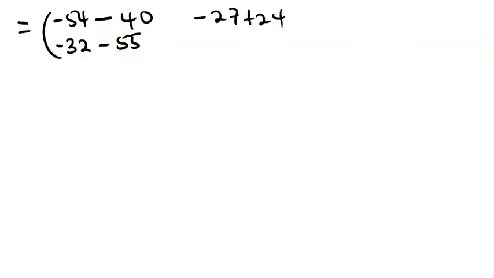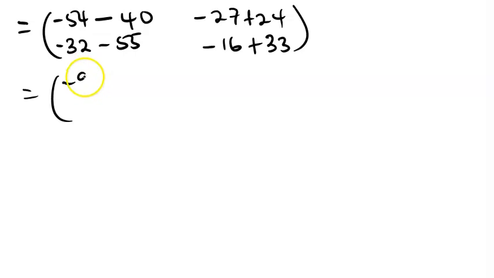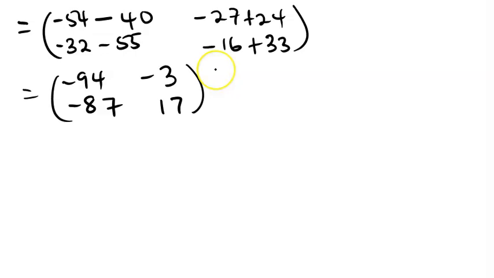Then we come to second row, second column. So 16 times minus 1, that is minus 16. Then 11 times 3 is 33. So when we simplify, minus 54 minus 40, we have minus 94. Minus 27 plus 24, we have minus 3. Minus 32 minus 55, minus 87. And then minus 16 plus 33, that will be positive 17. So that is for the first part.